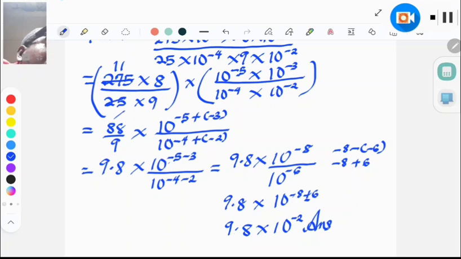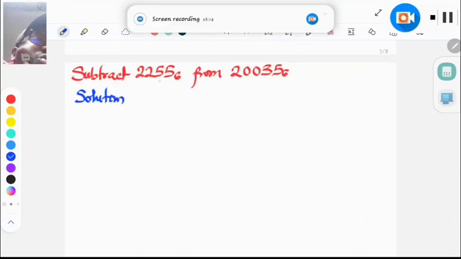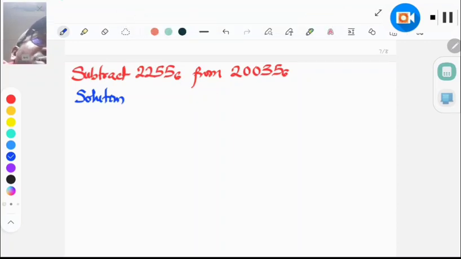9.8 is perfectly in standard form, so you don't need to change it. And that's our final answer. Alright, so the next question: we want to subtract 2255 base 6 from this. Now when you subtract something from something, that means this is the bigger one, obviously.